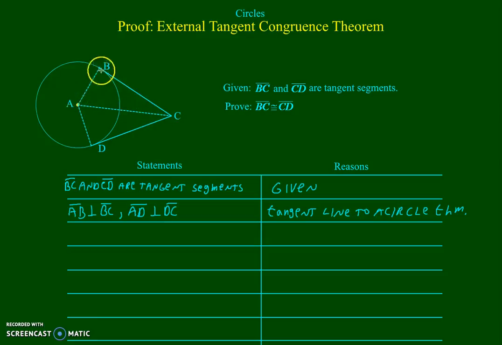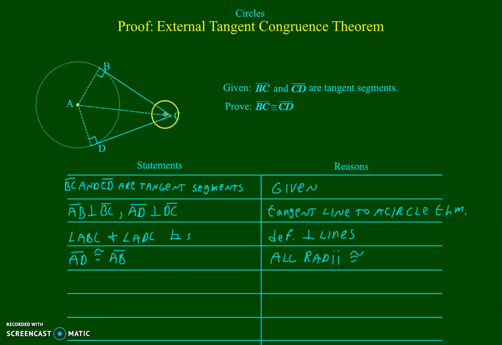That tells us that angle ABC and ADC are right angles. So angle ABC and angle ADC are right angles. Definition of perpendicular lines. Now, to show that these two triangles are congruent, we're going to go for hypotenuse leg. So one of the legs is a radius. So AD is congruent to AB because all radii are congruent. We know that AC is congruent to itself by the reflexive property of segment congruence.